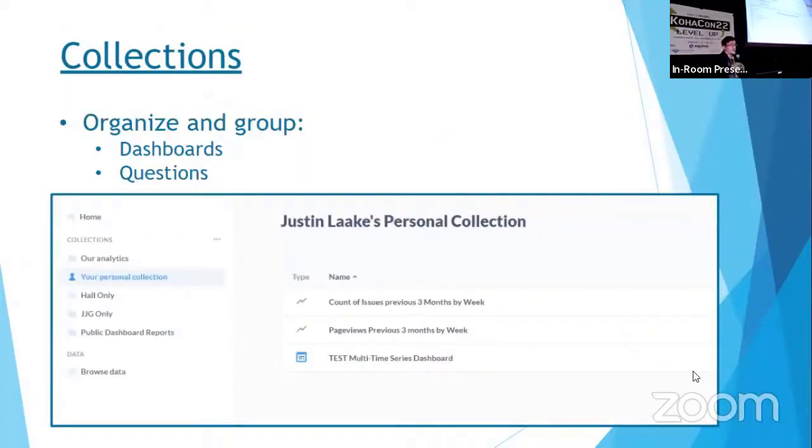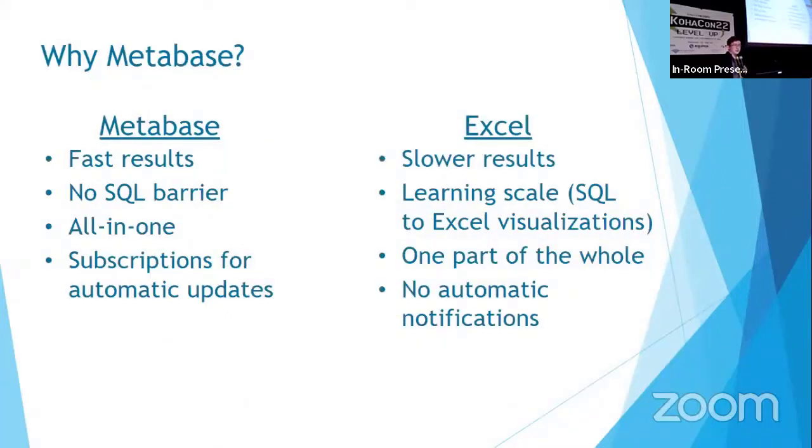Finally, collections. It's basically just a fancy word for folders, and you can organize it by whose it is, or by location. For example, over there on the left side, we have data for Hall, which is one of our branches, and then the other one's for JJG. It's just a useful way to organize the different questions that you have.